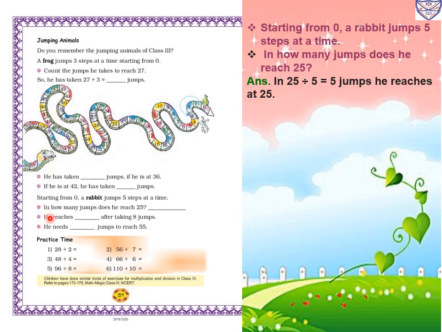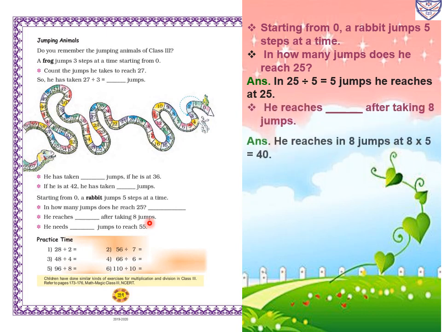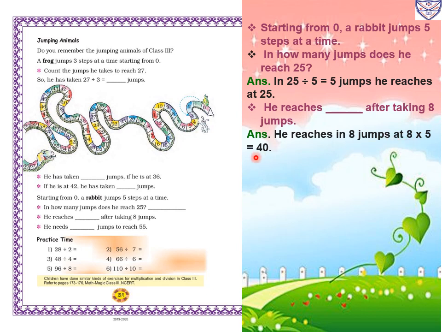Now next question. The frog reaches dash after taking 8 jumps. In 8 jumps, in which position will he reach? So we have to find out in which position it will reach. So what we will do, 8 multiplied by 5, each time she is jumping 5. So 8 fives are 40. So he will reach the 40 position.